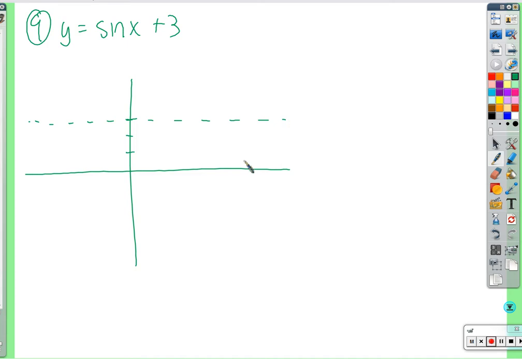So we got a full period. Let's do 2 periods on the right side here. So we'll mark off 2 pi, that should be 1 period, and 4 pi should mark another one. There's pi there, pi over 2.